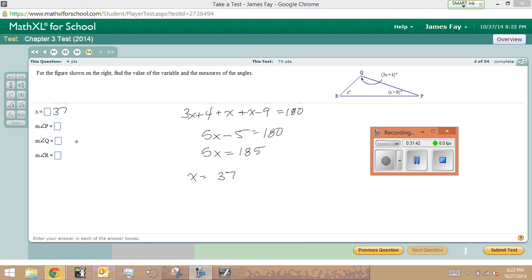Let's come in here, 37. That tells me that angle R is also 37. Angle P is going to be 37 minus 9, which ends up being 28. And now 37 times 3 is 111, plus 4 is 115. So angle Q is 115. If I go ahead and add those three values up, that should total 180 degrees.